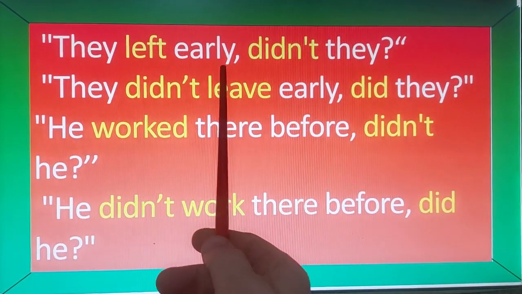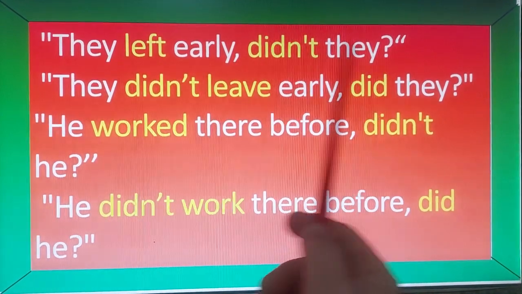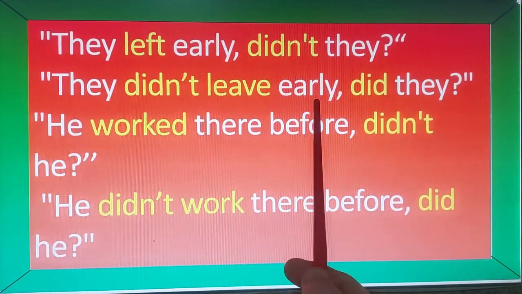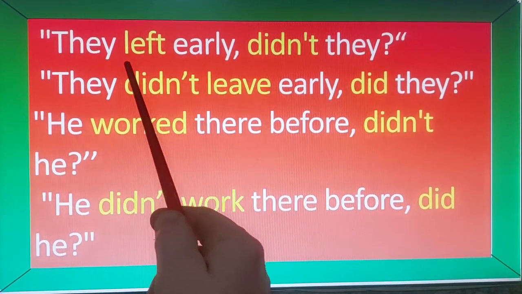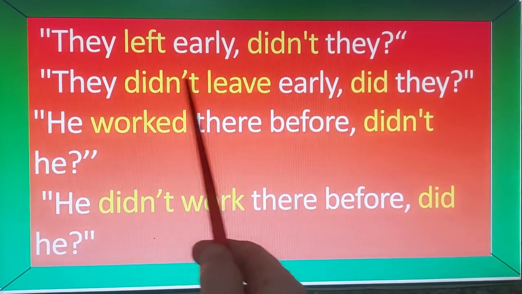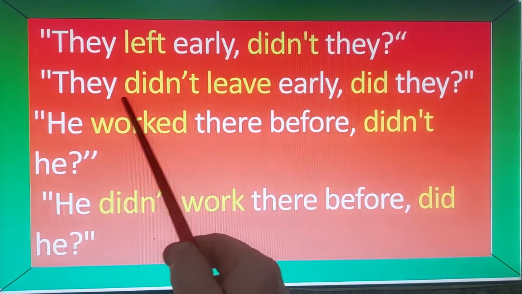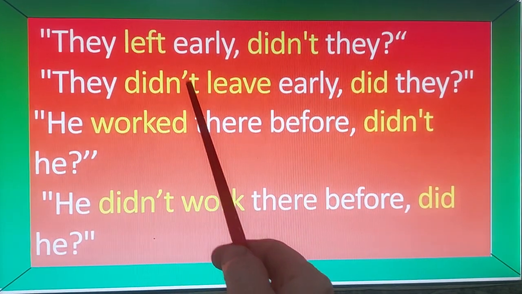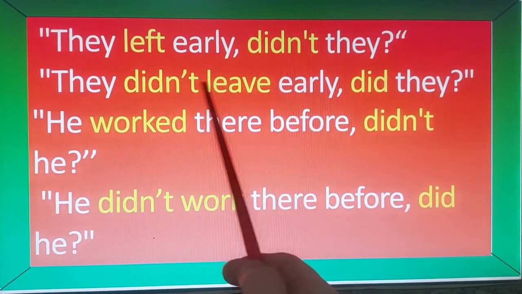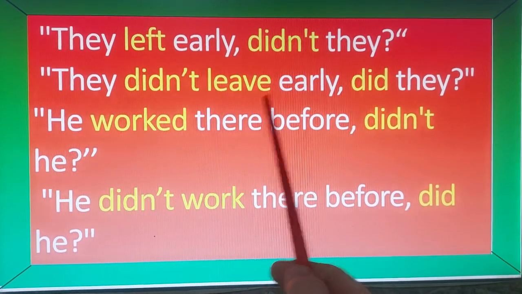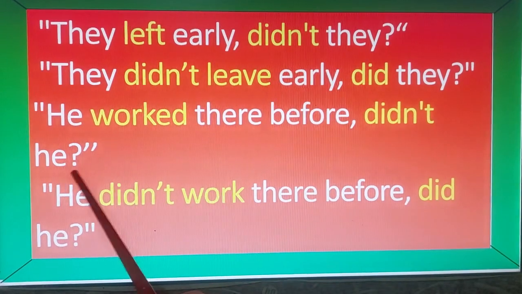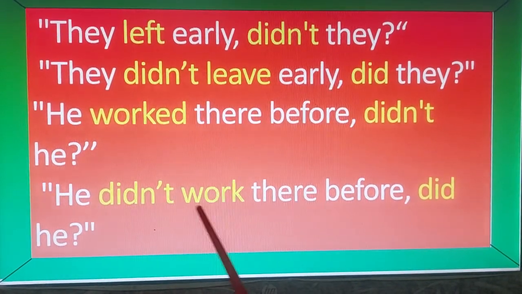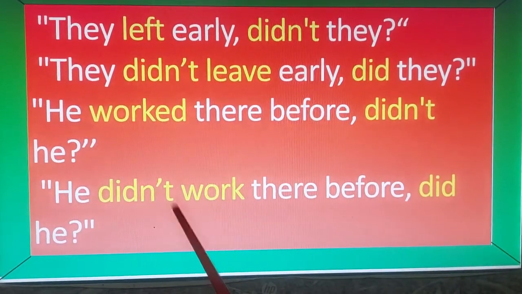They left early, didn't they? They didn't leave early, did they? It's the same. The infinitive of left is leave. It must be preceded by did because there is not. Not leave in the past is didn't leave, did they? He worked there before, didn't he? He didn't work there before, did he?